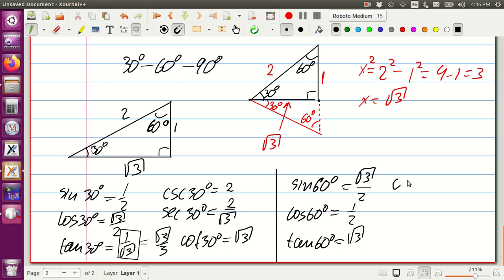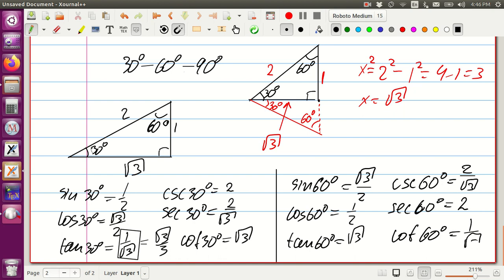All right, so cosecant of 60 degrees is 2 over the square root of 3. Secant of 60 degrees is 2 over 1. And cotangent of 60 degrees is 1 over the square root of 3. So we discussed these two famous triangles. All right, so maybe that's a good place to stop for this lecture. And in the next lecture, we'll do some examples and try to measure angles.